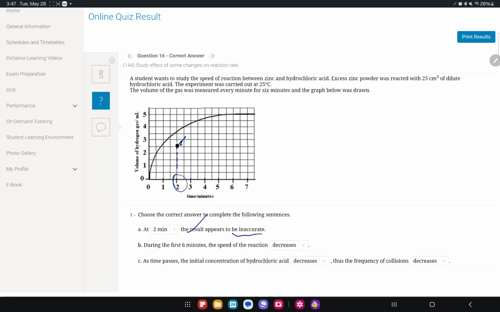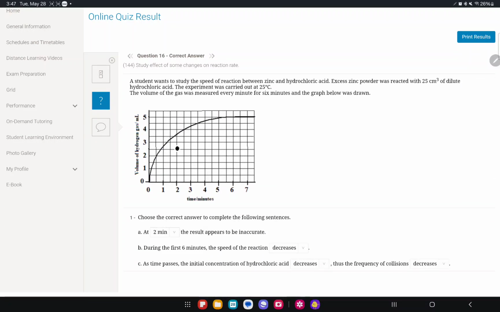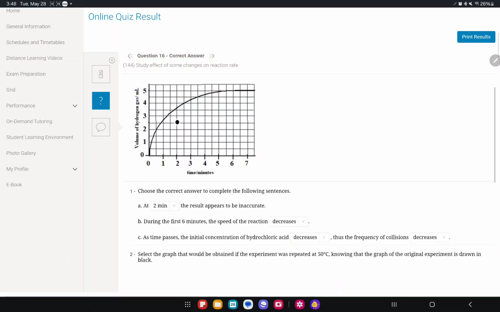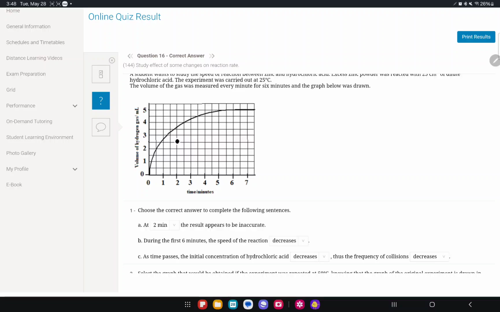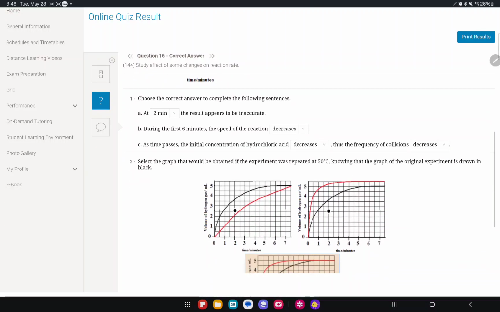During the first 6 minutes, the speed of the reaction decreases. You're going to have to look at it. It's going up, but then all of a sudden it starts slowing down. So what does that mean? It's decreasing. So why is it decreasing? Because the concentration of, in this case, our limiting reactant, hydrochloric acid, is decreasing. What happens if the reactant decreases? Then the collisions decrease. We're running out of the HCl. So obviously the reaction is going to start decreasing.